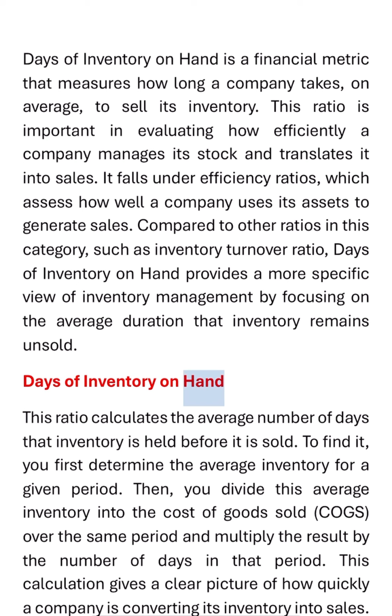Days of inventory on hand. This ratio calculates the average number of days that inventory is held before it is sold. To find it, you first determine the average inventory for a given period. Then, you divide this average inventory into the cost of goods sold, COGS, over the same period and multiply the result by the number of days in that period. This calculation gives a clear picture of how quickly a company is converting its inventory into sales.